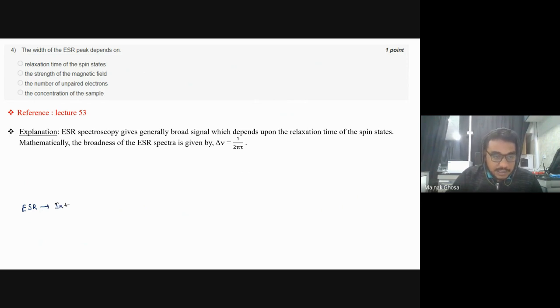Intensity actually depends upon the concentration of the sample, so width will not depend upon the concentration. The number of unpaired electrons will also affect the intensity. But the strength of the magnetic field and the relaxation time of the spin state are the two main parameters. So the width actually depends on the relaxation time. How does it depend?